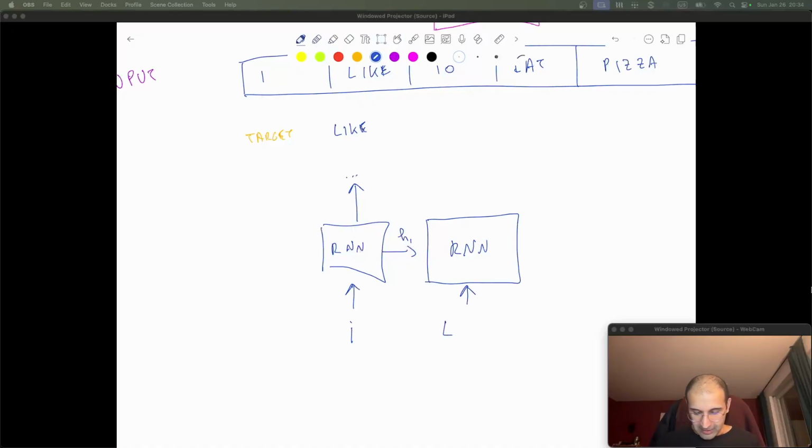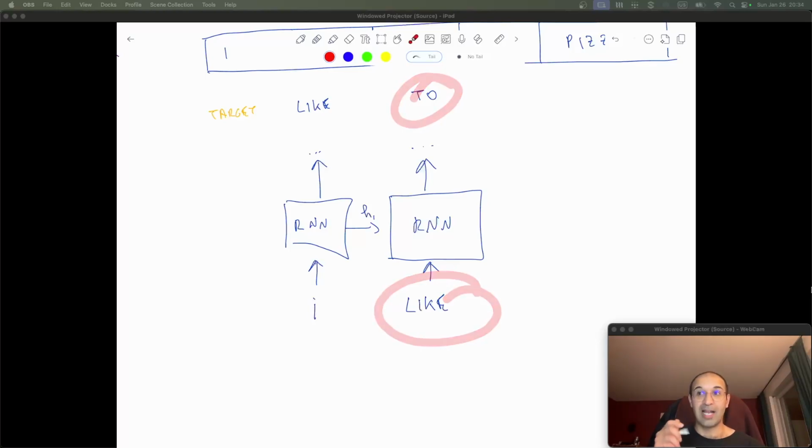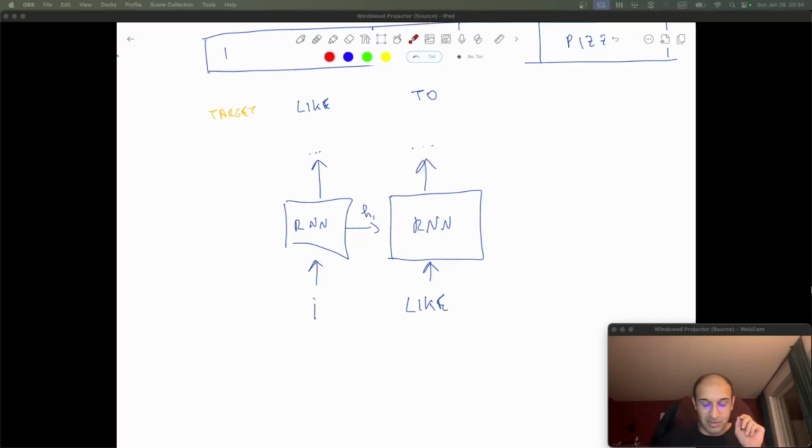The next token is like. The recurrent neural network will predict something, but we force it to learn to predict the word to for the second time step. How can it predict the word to just given the word like? By leveraging the recurrent state from the previous time step, which encapsulates information about the word I. The recurrent neural network is seeing like directly as the input, and I indirectly because it's in its hidden state.